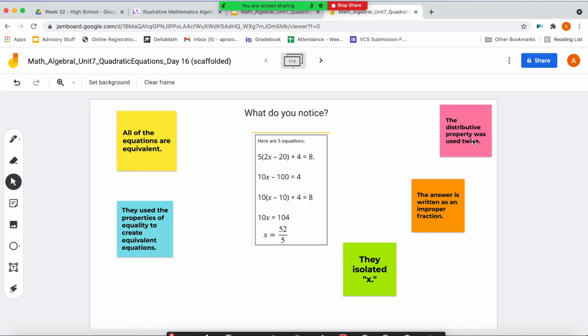Somebody might say they used the distributive property twice. What did they do to use the distributive property? Why did they use the distributive property? What did you notice here? They factored 10 out. Why might they have done that? How might that be helpful?